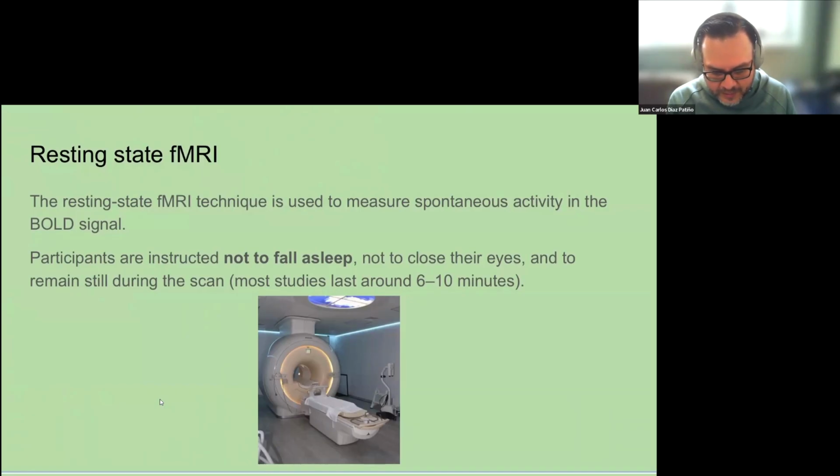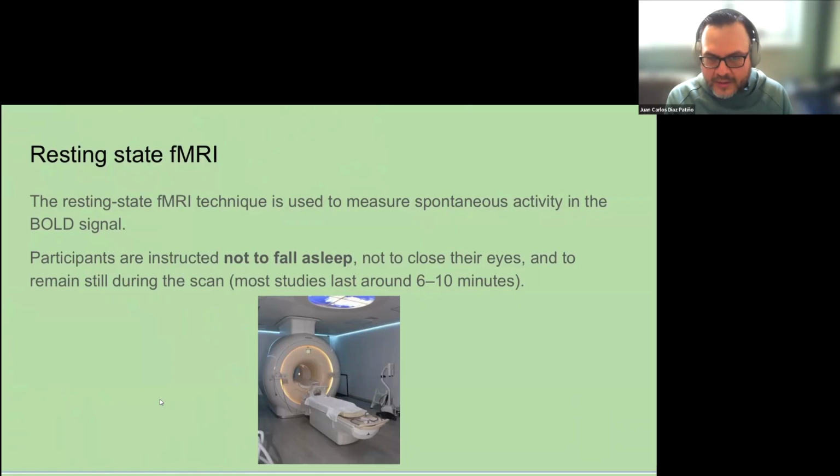And the instructions are very important, because if you close your eyes, the functional activity in the brain changes and is related to the process of sleeping. The second part, remaining still during the scan, is also important. If you are closing your eyes, it's easy to fall asleep inside the machine, because the machine is always giving a constant sound that at the beginning is annoying, but if you stay there for more than 5 minutes, your brain just comes to ignore the noise in the machine. And it's easy to sleep if you're closing your eyes.